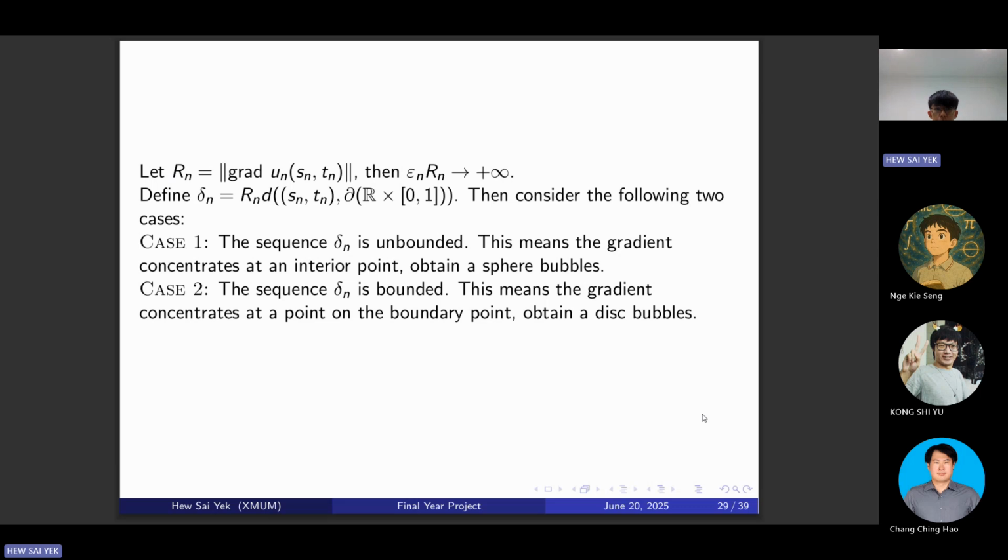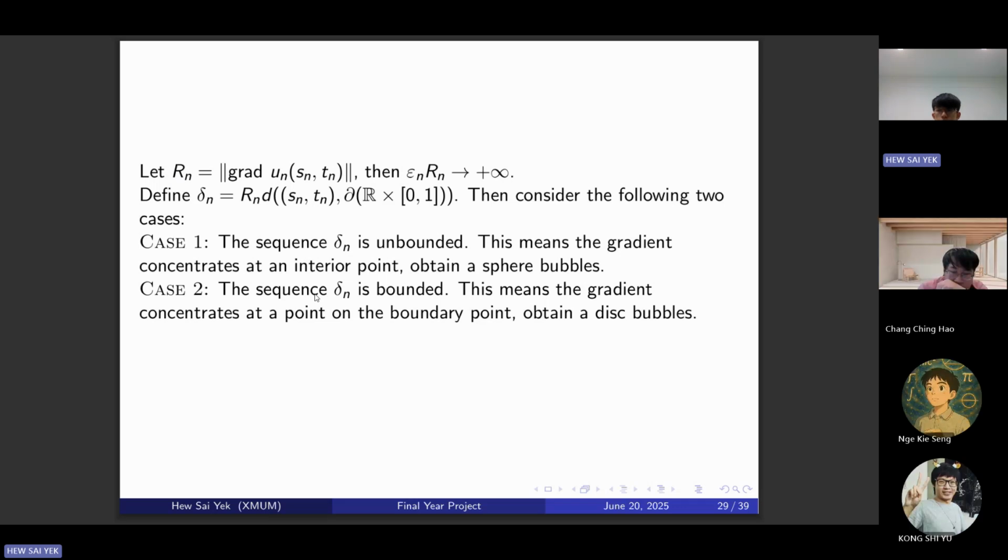Next, we let R_n be the gradient. We define R_n as the distance between the point and the boundary of the domain. Then we have two cases to observe. Case 1: if the sequence is unbounded, this means the gradient concentrates at an interior point. This obtains a sphere bubble. Case 2: if the sequence is bounded, this means the gradient concentrates at a point on the boundary. This gives a disk bubble.